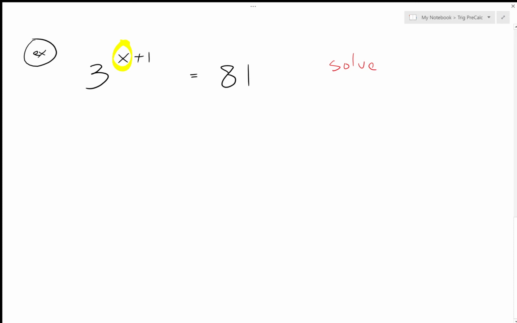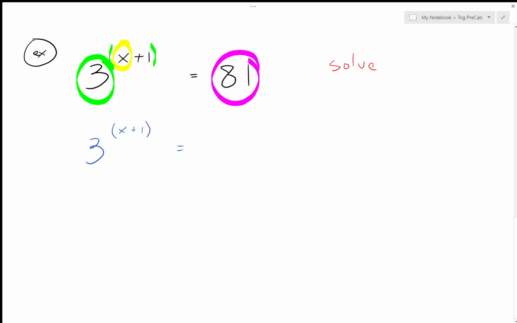In order to do that, we need to cancel out that 3, that base. On the left-hand side, the base is a 3, and all of this up here is the exponent. On the other side, the base is an 81, and right now we don't really have an exponent, so it's not really an issue. In order for those bases to cancel out, we need them to be the same. The left side, we can't really do anything with. That's just a 3 to the x plus 1.